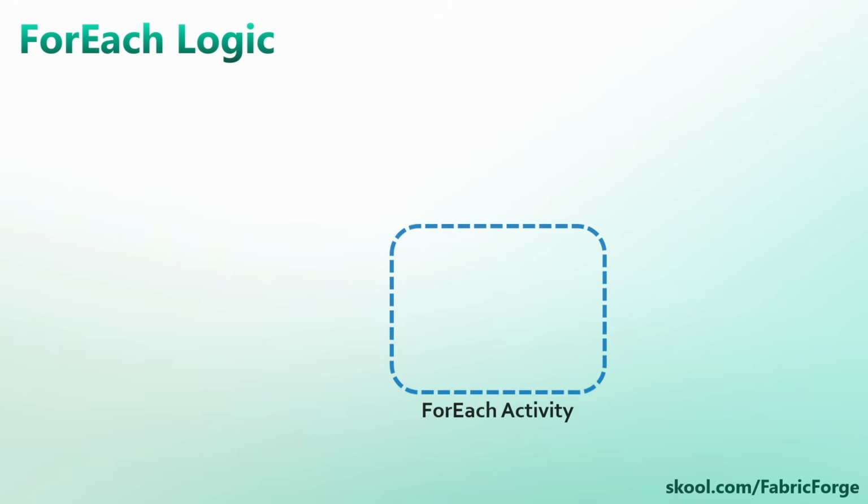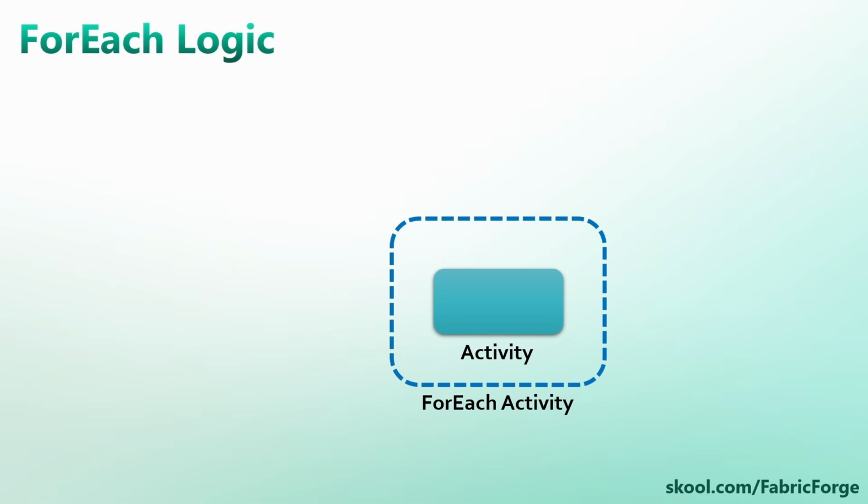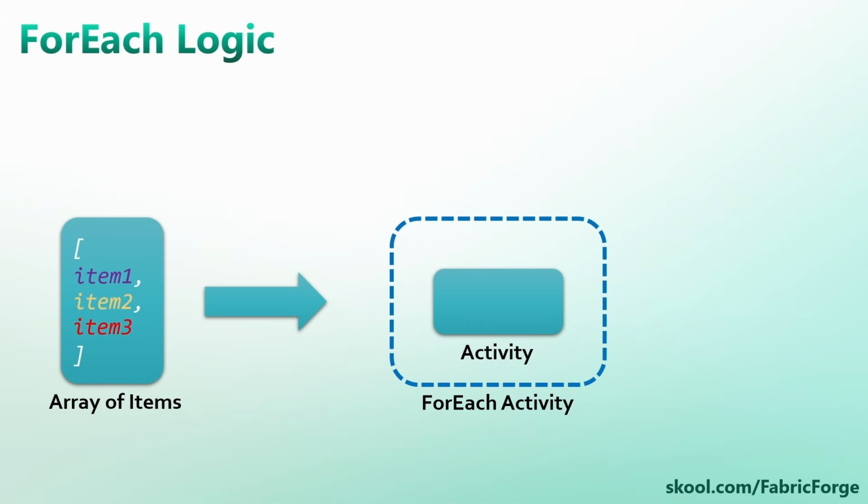Here we have our ForEach activity. Inside that activity, we have another activity that we would like to execute as part of our ForEach logic. Then we have our array of items. In this case, we have 3 items that we are going to pass down to our ForEach activity. The values in this array could be any data type that is supported in data pipelines. So basically, we could have an array of strings or maybe an array of integers, or in some cases, we could even have an array of objects that we could pass down to the ForEach activity. In this case, I'm just representing the items as item 1, item 2, and item 3 to simplify this example.